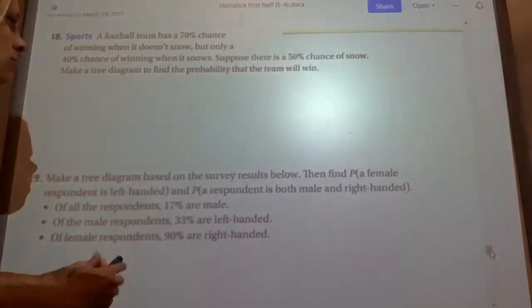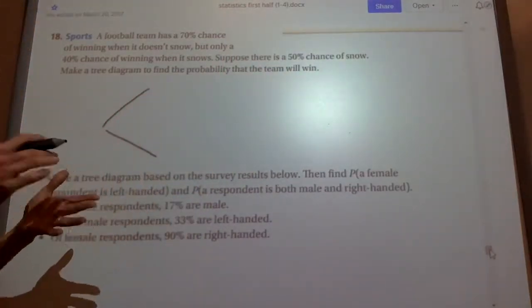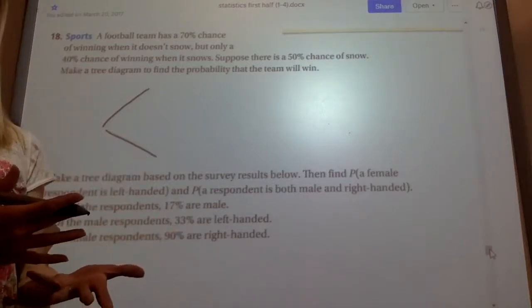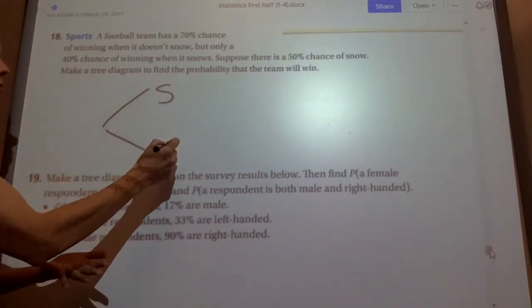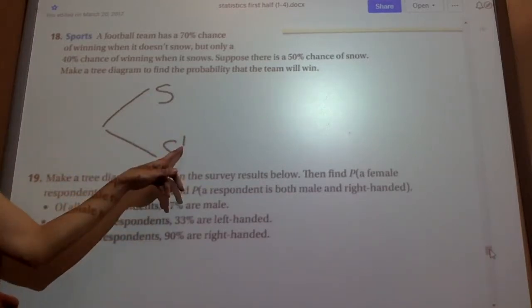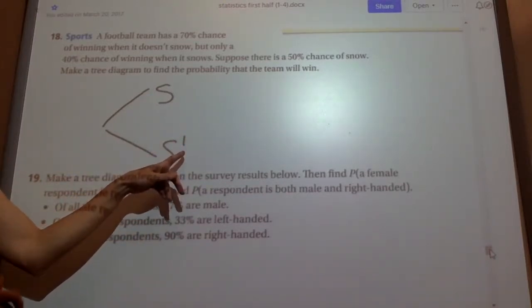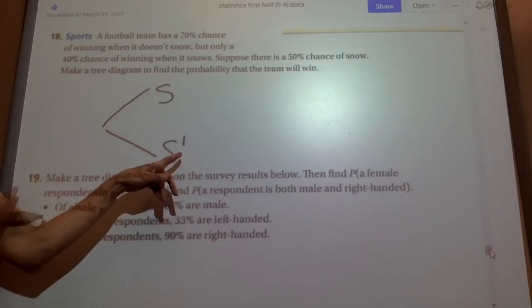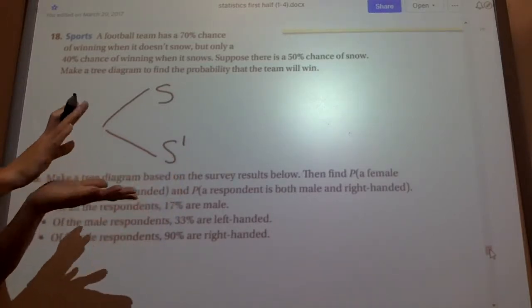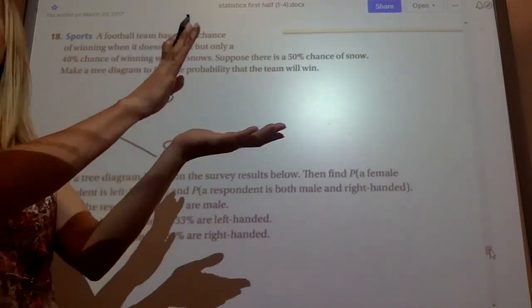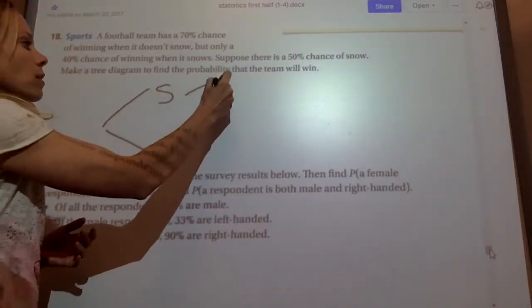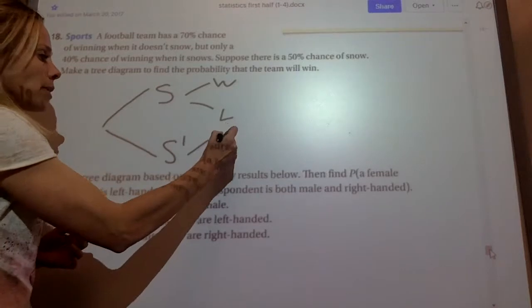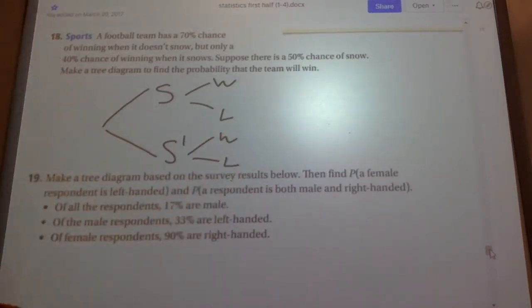If I'm going to make a tree diagram, what event is going to happen first? It snows or doesn't snow. Very good. So snow or doesn't snow, and you can use this little tally that means not snow, or you can say NS, no snow. Then after snow or no snow, what event am I considering? Win or lose. Very good. Win, lose. Win, lose.